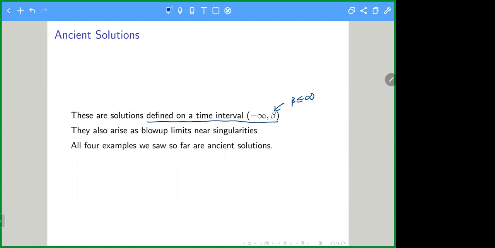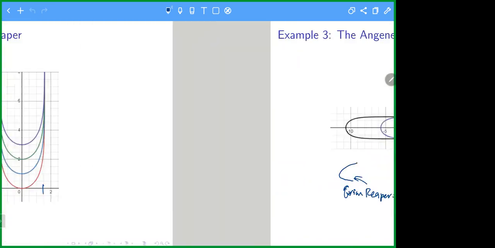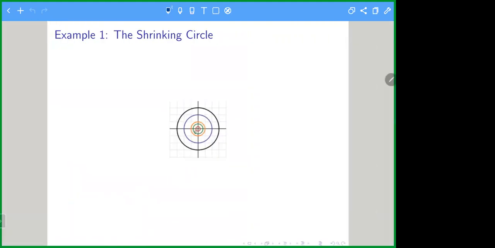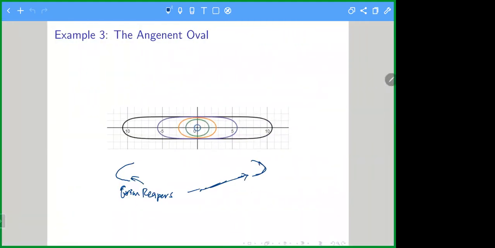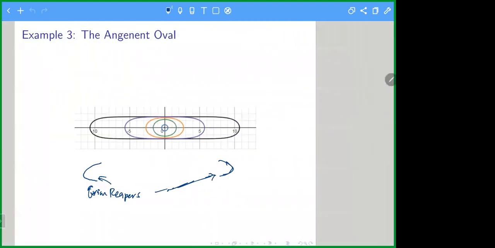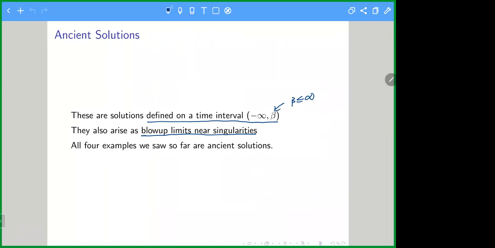The reason we study ancient solutions is that if you zoom in near singularities, you see these showing up as limits. We call them blow-up limits. The four examples that I gave you so far are all ancient solutions: the circle, the straight line, the Grim Reaper and the Angenent oval.